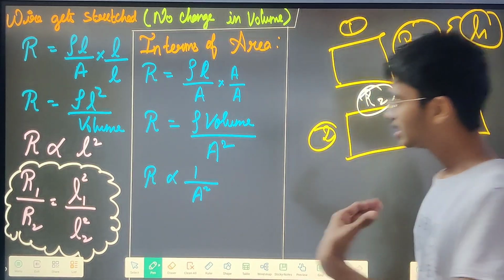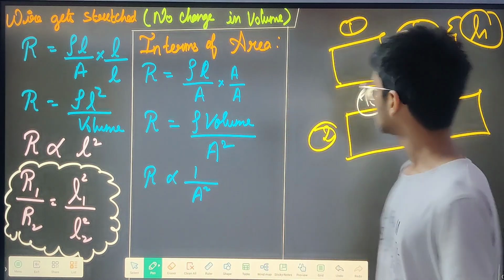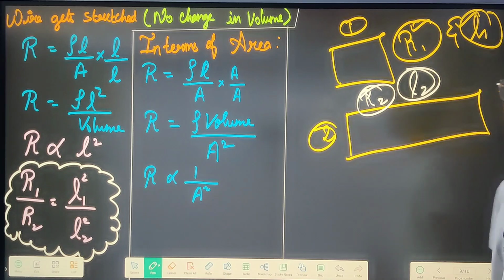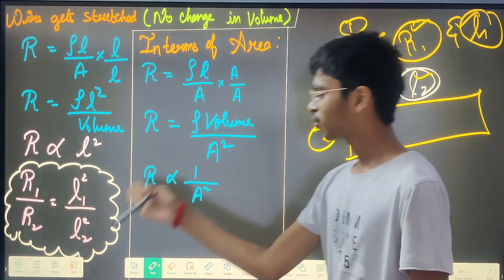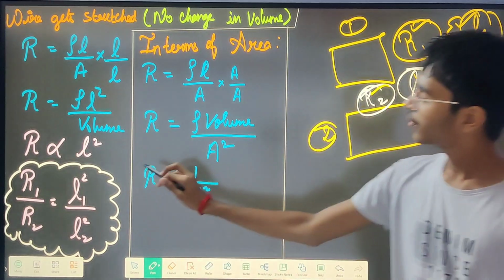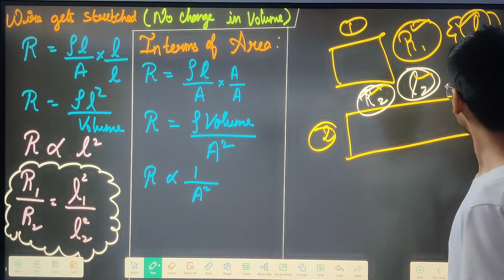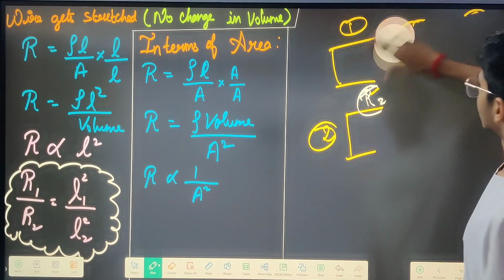In this case, they would have given you R1 and L1, but they wouldn't have given you L2. But they would have also given you R2. In that case, you can use this formula, but do not forget to put L square over there. L square is very important.